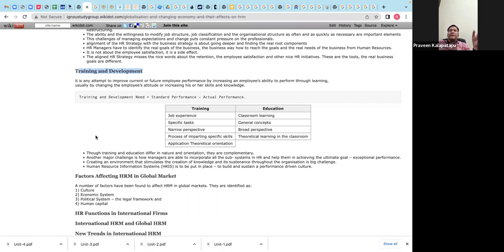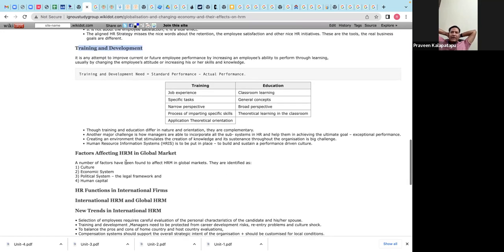One aspect this section talks about is the difference between training and education. Education is more classroom-centric, whereas training is job-centric. Generally training is given on specific aspects, while education is on general aspects, a broad perspective. Education is mostly theoretical learning within the class, whereas training is application-oriented. But education and training both happen complementarily.